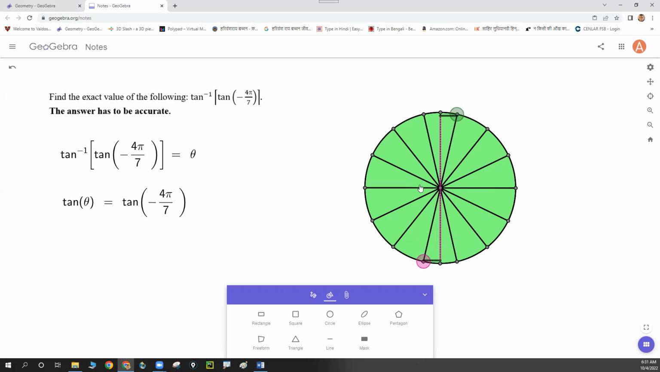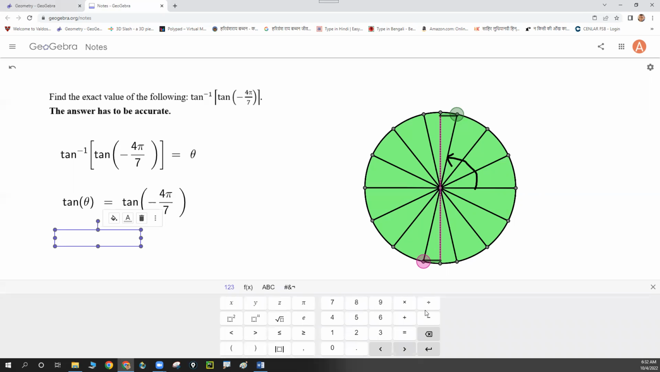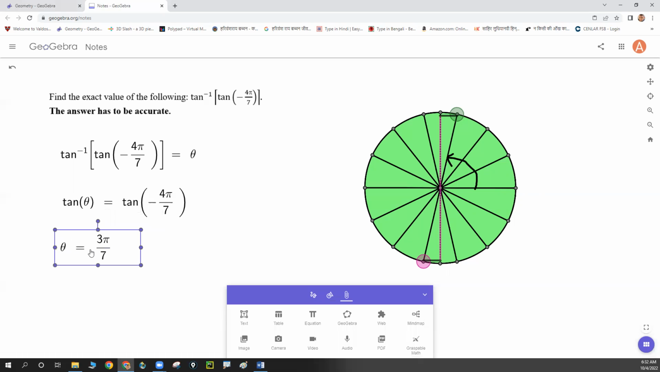Now, the upper half was cut into 7 equal slices. So each has to be pi over 7. So it'll be 1 pi over 7, 2, 3. So the answer is theta equal to 3 pi over 7. That's our answer. And it has to be written properly. Negative 3 pi over 7 is not going to be correct.